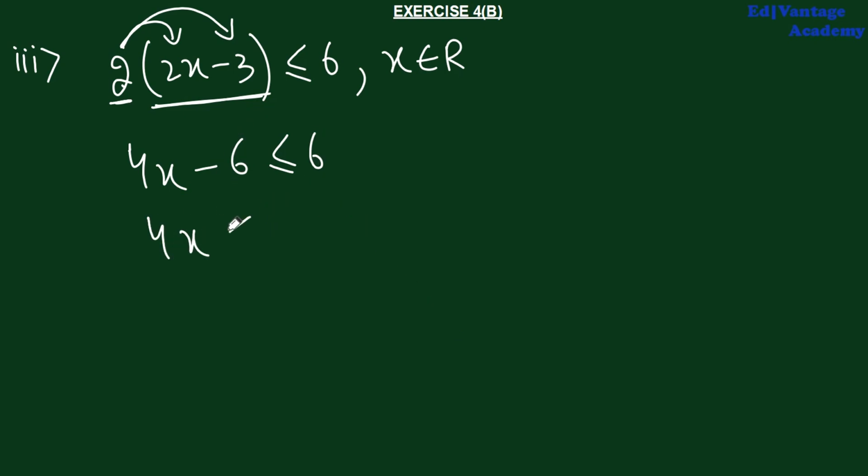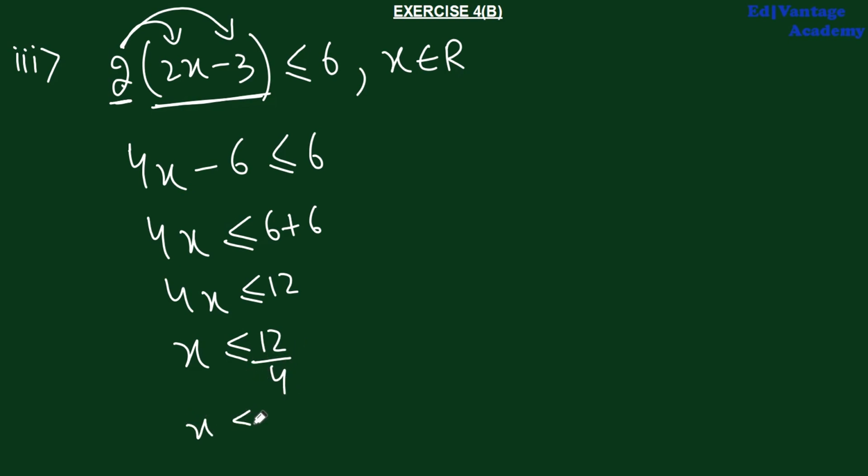So 4x, 6 will go to the other side, it will become +6. The symbol will not reverse because we didn't multiply or divide by a negative number. 4x is lesser than or equal to 12. 4 will go down, 12 by 4, that is x is less than or equal to 3. And what is x? X belongs to real number, means a real number lesser than or equal to 3.